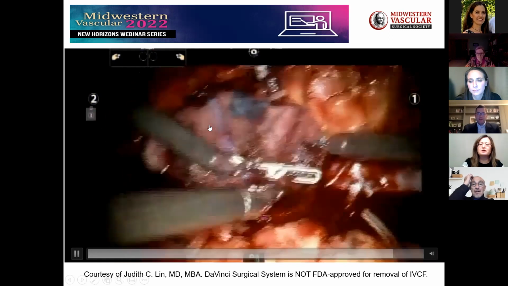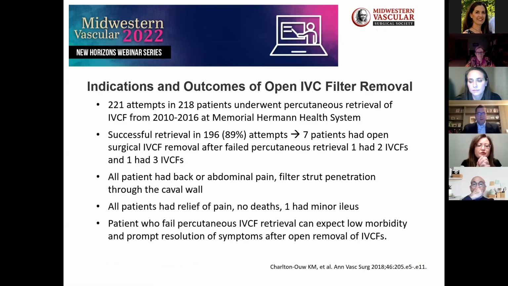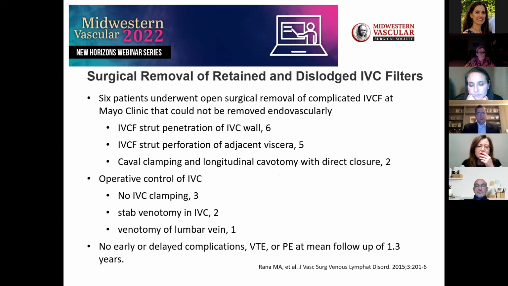And so once we remove this, there are very few indications to do open. This is out of the Houston group, Memorial Hermann Health System. Over a 6-year period, they actually removed 7 patients under open. They had attempted endovascularly and weren't able to. Some of these old filters, they all have symptoms. And so this is a demonstration of who they ended up having to take open.